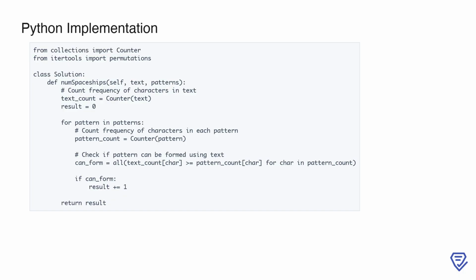For each string in the patterns list, the function counts the frequency of characters in the pattern using another Counter. It then checks if the pattern can be formed from the text by comparing the character counts. Specifically, for each character in the pattern, it ensures that the count in the text is greater than or equal to the count in the pattern. If this condition is satisfied for all characters in the pattern, it increments the result counter. Finally, the function returns the total count of patterns that can be formed from the text. This approach ensures efficiency by avoiding the need to generate all permutations explicitly, focusing instead on character frequency comparisons.